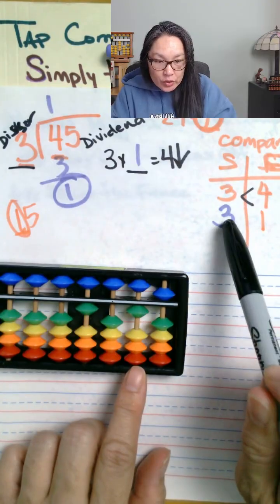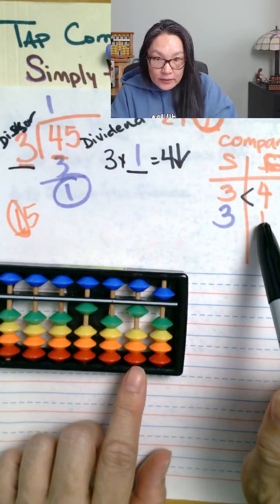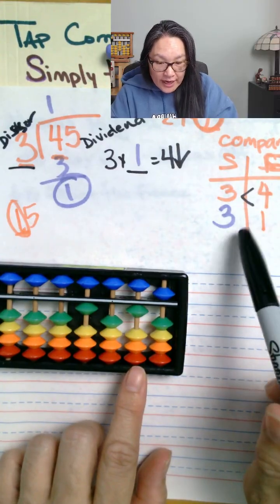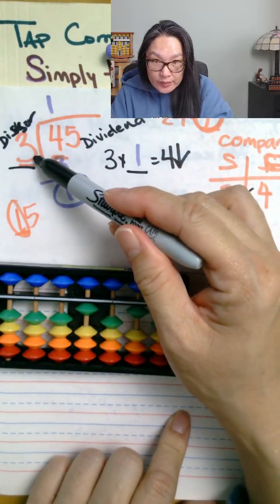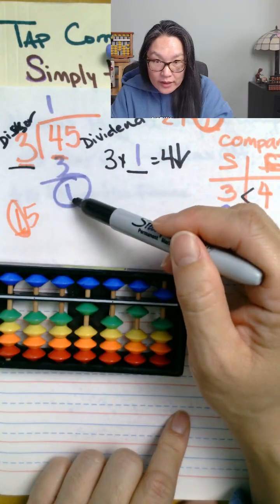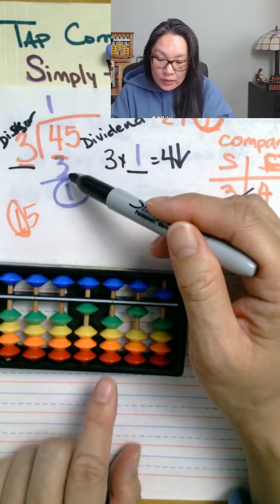So what are we going to do? Who is bigger, the divisor or the dividend? The divisor, right? The divisor is bigger. Notice the divisor is bigger. I cannot take away 1 from 3, right? Now we're going to get into negative. We can't do that. That's not what we do in abacus.